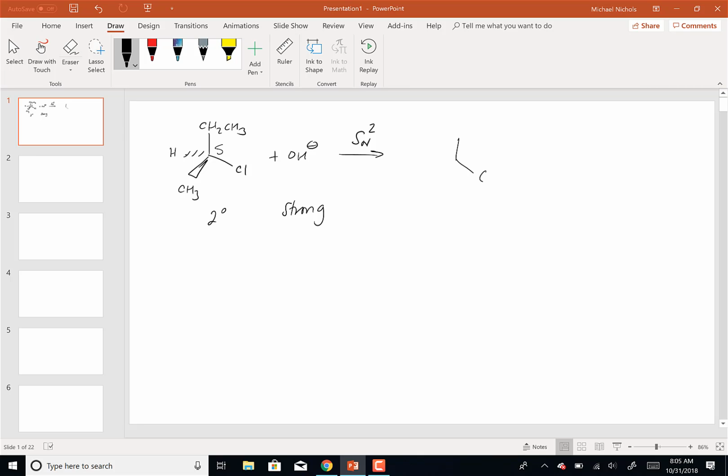Basically, for the final product, if you put the OH here, then you would just need to interchange the CH3 and the ethyl group, and now that's the R configuration. So I would check to make sure that the product has inverted its configuration. I would ask you to do that for the product. Now, if it was a mechanisms question, you have to show the stereochemistry in the mechanism. And so the way you would do that is you would have the OH minus come in, attack the carbon, and kick out the chlorine.